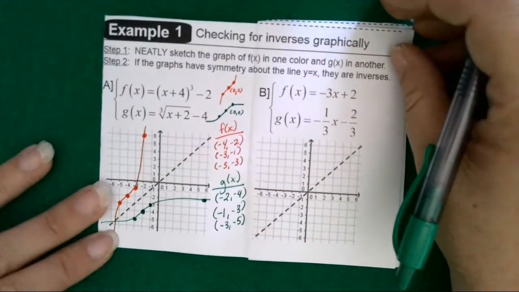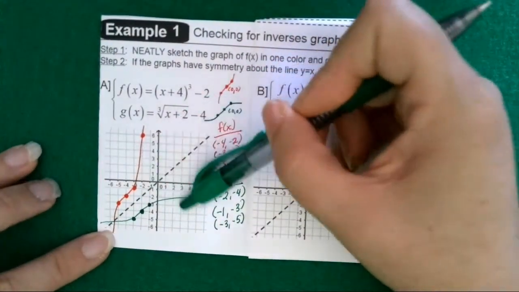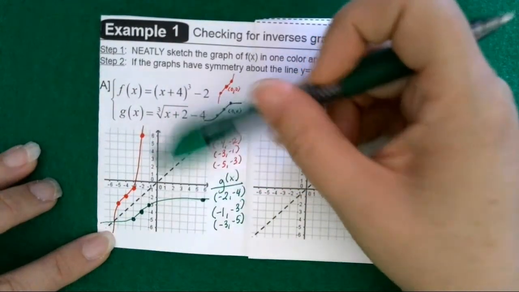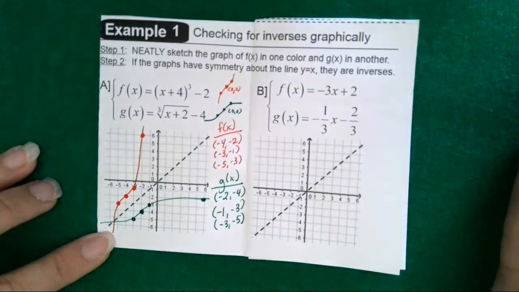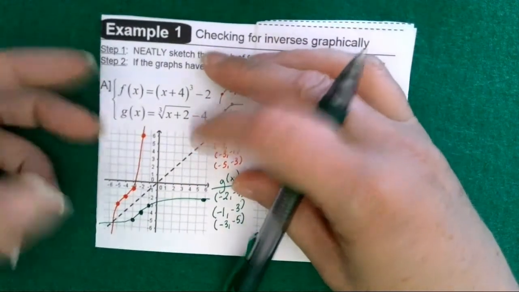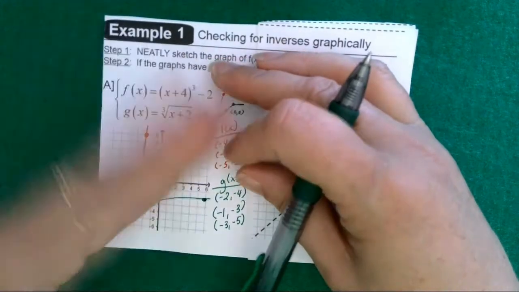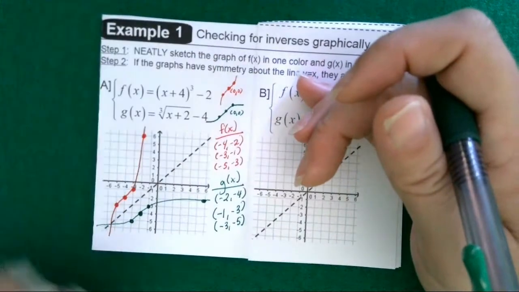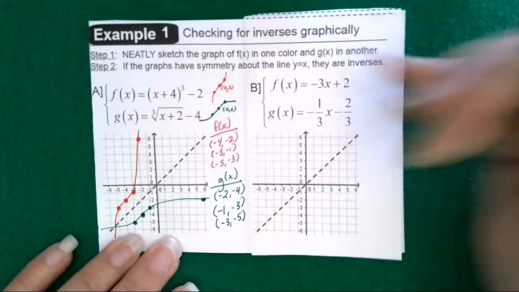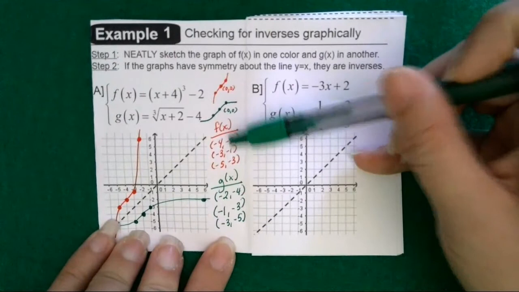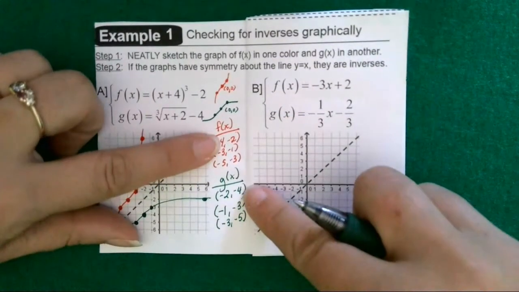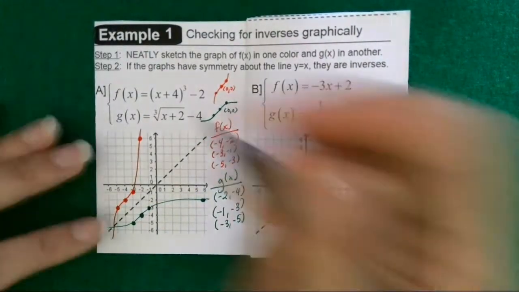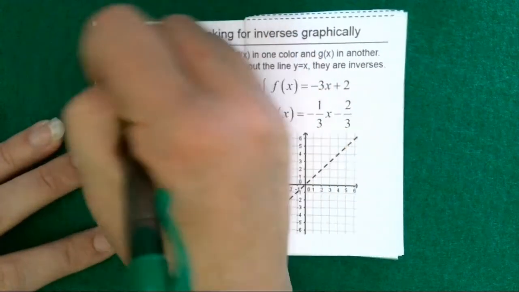Okay, and so we can see from the position of these graphs, the red and the green are a reflection over that diagonal line y equals x. If I were to fold this half over on top, see how the green and the red would lay on top of each other? So that's what it means to be a reflection over the line y equals x. And we tested from the ordered pairs that for each ordered pair, the x and y switched positions. Right? So that means that these are inverses.